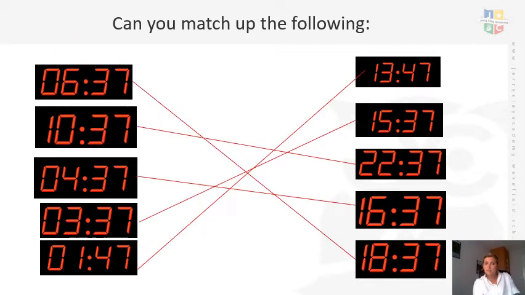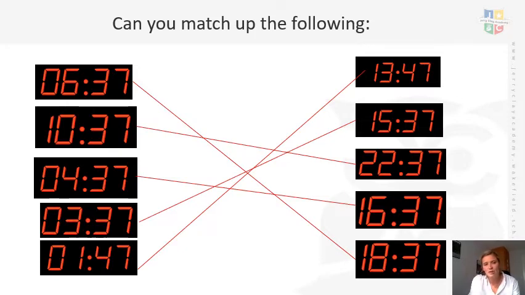So the easiest one to do was actually looking at the minutes first, and there's only one number on here where the minutes are the same, 47. So you can see right at the bottom, 01:47 is the same as 13:47. We can check it by doing 1 add 12, which will be 13, so we can see this is correct.